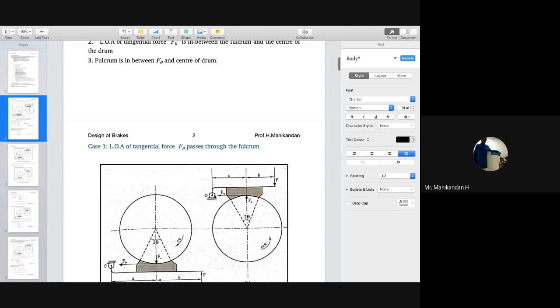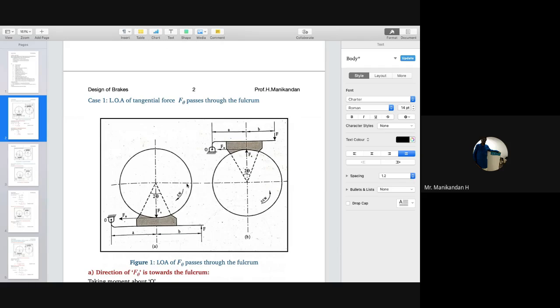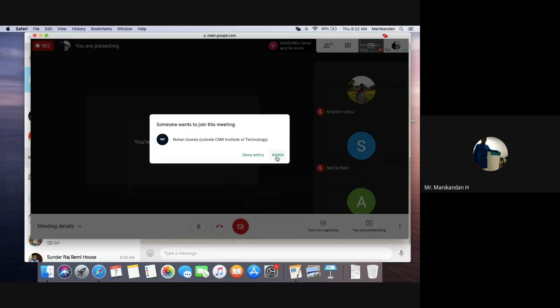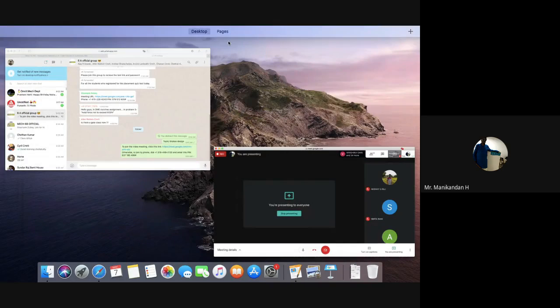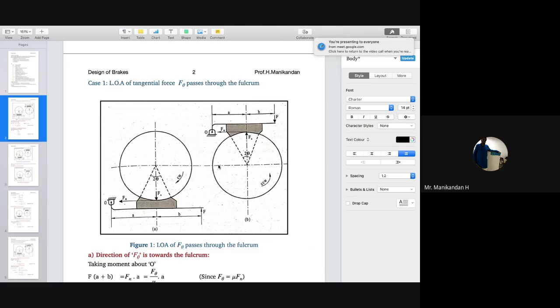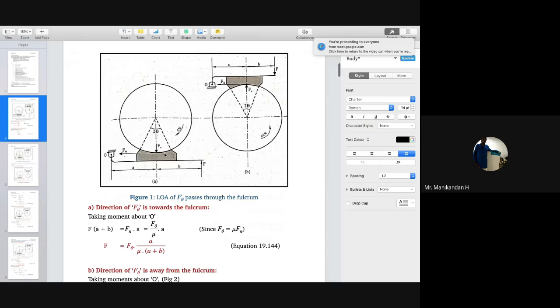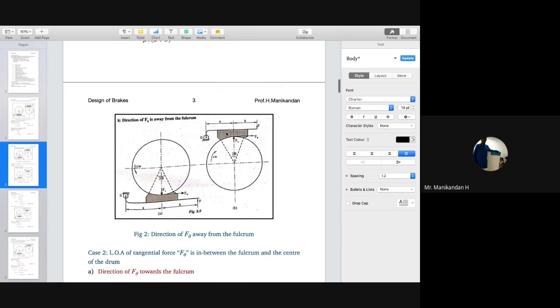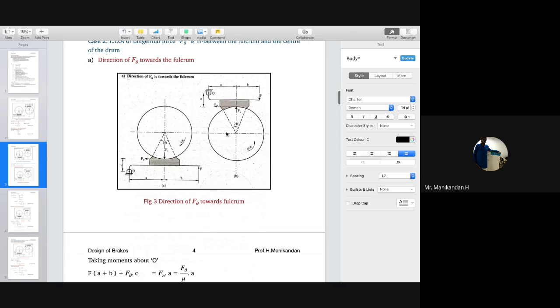And the distance between the fulcrum pin and the line of action of the tangential force, that we call C. Here C is not shown because the line of action of the tangential force is exactly along the axis of the pin. So here C is not shown, but here I think, yes, here it is shown.